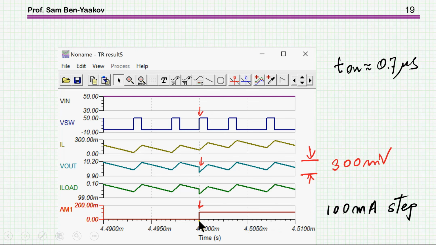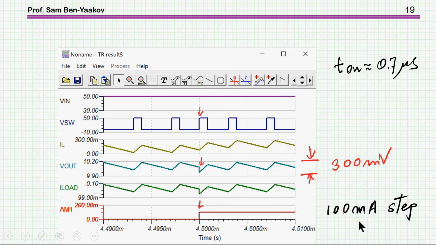Now, on this scale here, this is 5 microseconds. Okay, so from here to here, and 1 microsecond here, and indeed you see that it doesn't take much, and there's a little bit of a drop here at the output voltage. It's just estimated to be, I don't know, 50, 70 millivolt, and then it recovers and goes back to the same value. So the dynamic response seems to be pretty good.